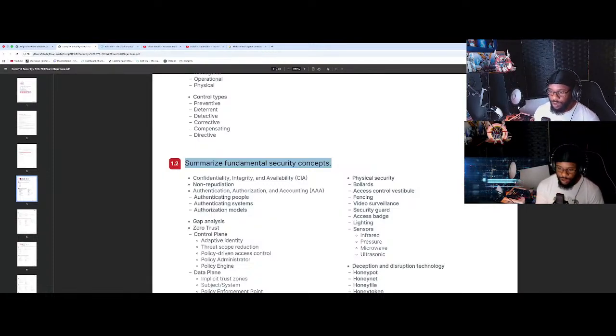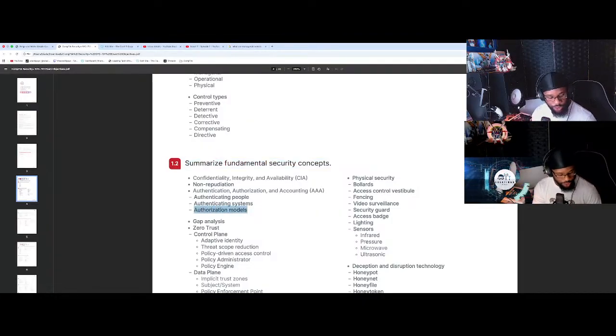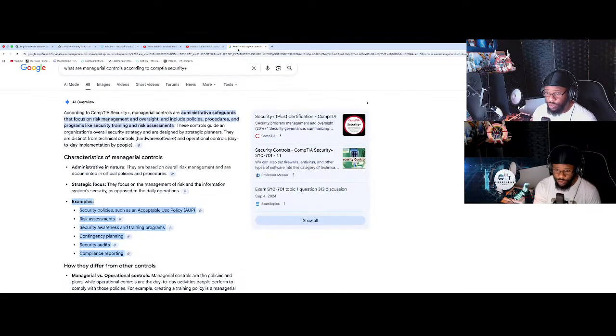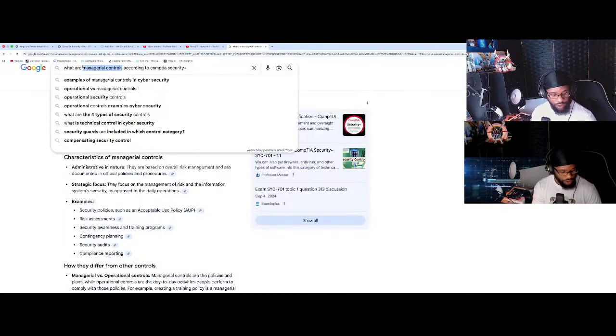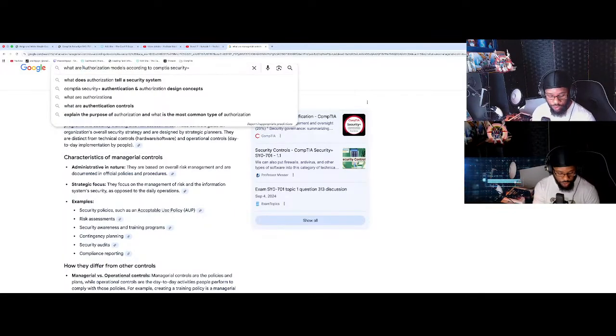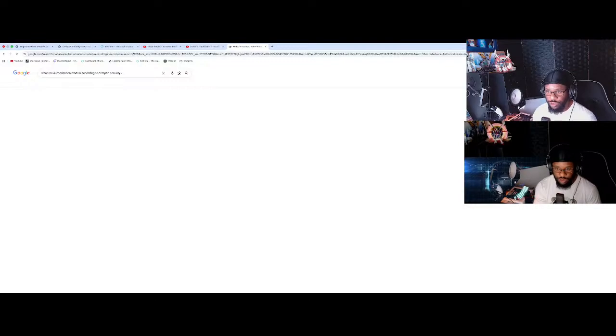Then we have authorization models. So when I took the test, I think I took the 601 or the 501, which was two exam versions ago. So I'm going to have to look up what authorization models are. So what are authorization models according to CompTIA Security Plus?